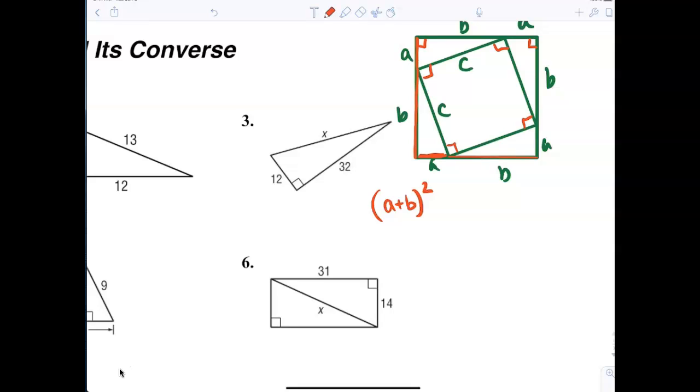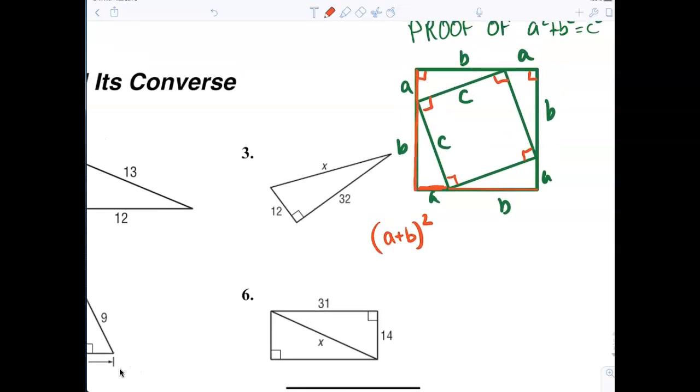Now, what is the area of the small square? So I'm going to put C squared right here. Everybody see that? Now, what would be the area of one of the triangles?